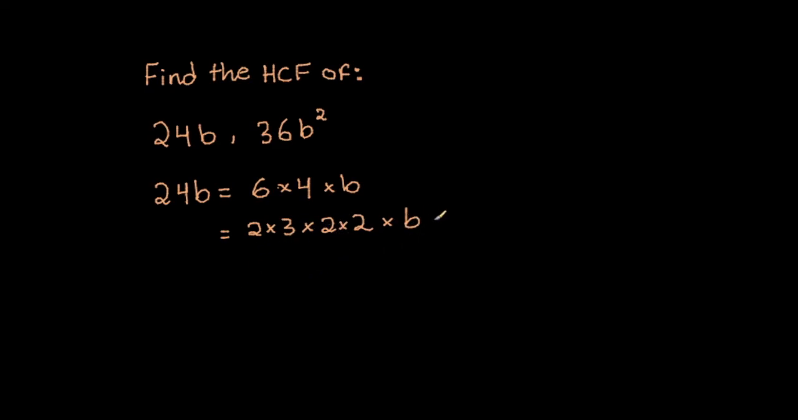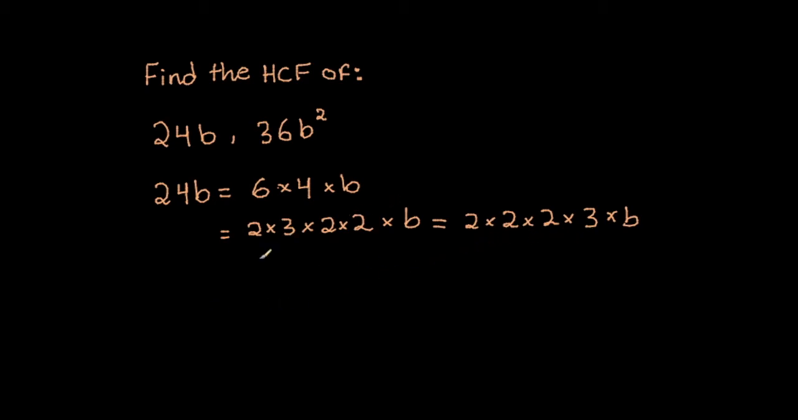And I'm going to rewrite this. I just want to keep the 2's together, and I want to keep the 3 by itself. So we're going to write 2 times 2 times 2 times 3 times b. And we can't really break this down further. 2 is a prime factor, 3 is a prime factor. We don't really know what b is, so we've done our best to break this down.